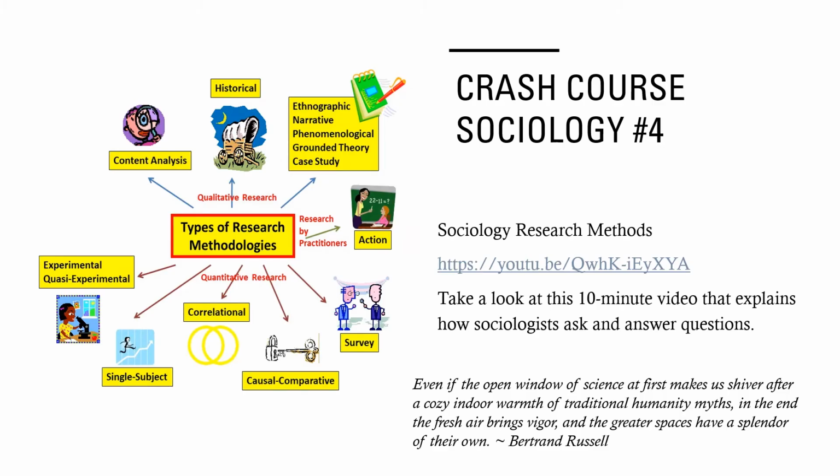In Module 1, you learned about science and how social scientists use systematic methods to ask and answer questions. I'm including a link to a crash course here that explores the different ways that sociologists ask and answer questions.